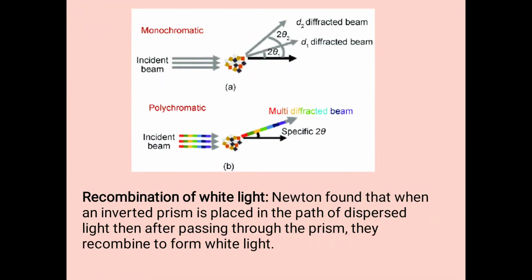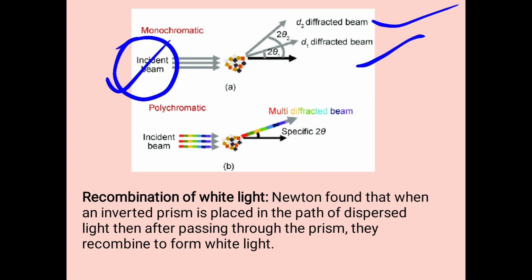For more understanding of monochromatic and polychromatic light, we can see this is our incident beam, and here it has a single color, meaning a single wavelength. It will give the same diffracted beam, okay, and have the same diffraction angle as well. And for polychromatic light, we can see it has multiple colors, so it would have multiple diffracted beams.